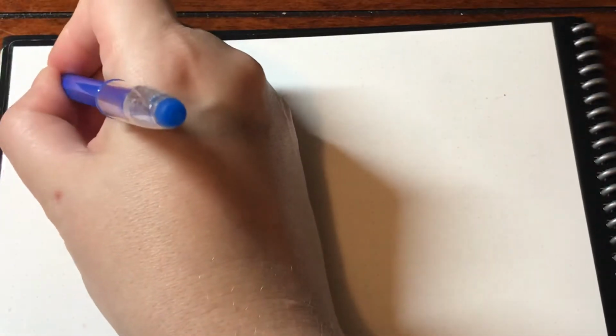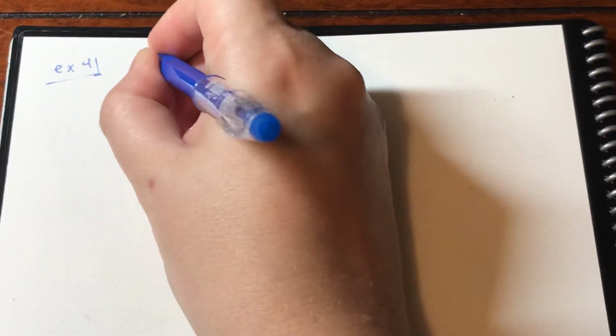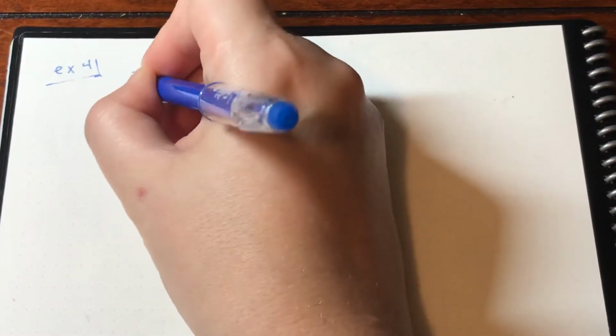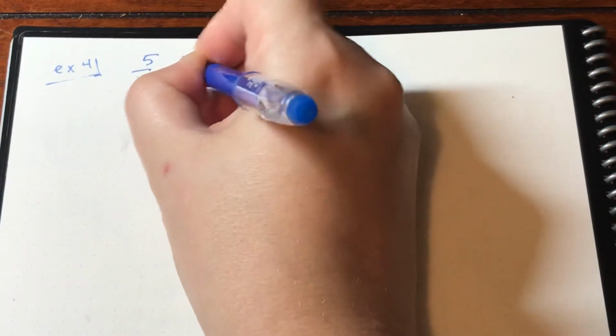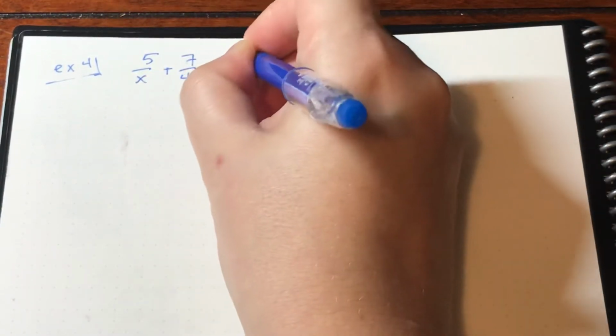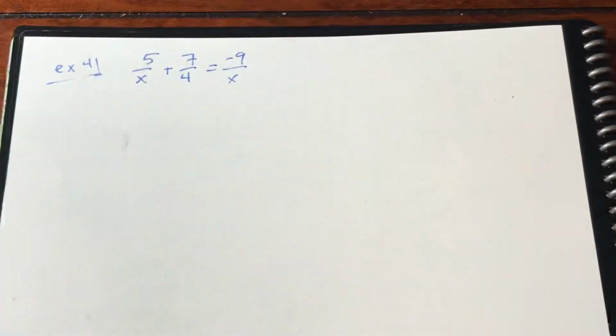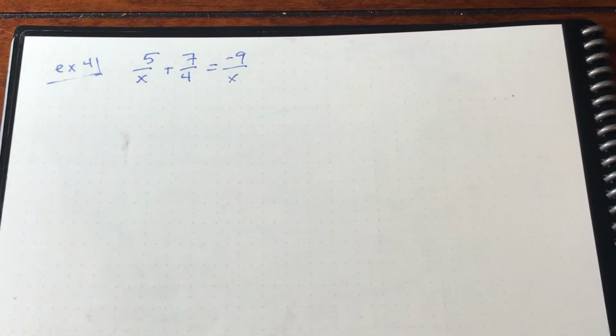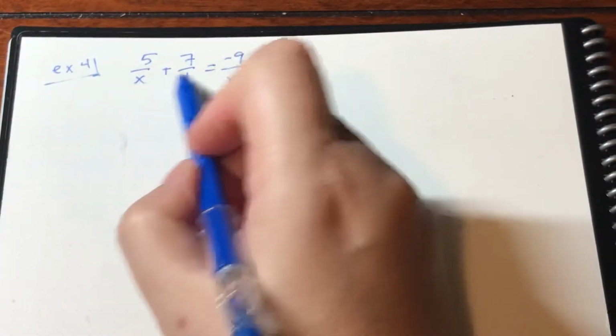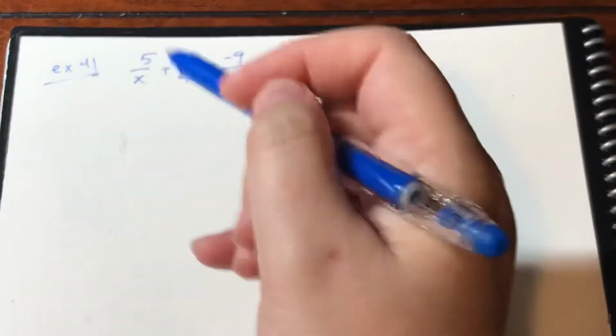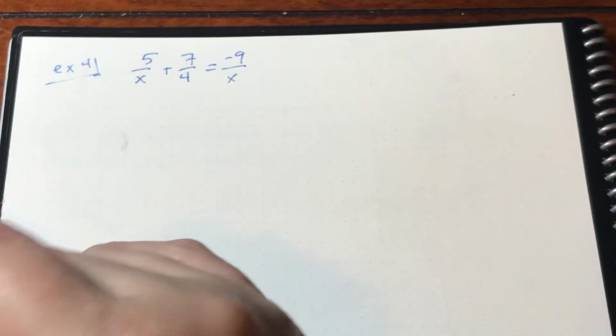Example 4. All right, so now we have 5 divided by x plus 7 divided by 4 equals negative 9 divided by x. Okay. So here's where we can see cross multiplication is not going to work because we have this addition here. So we can't just multiply. It doesn't work.